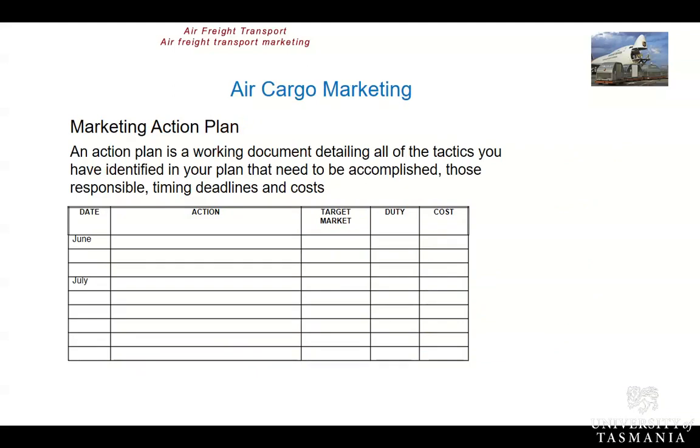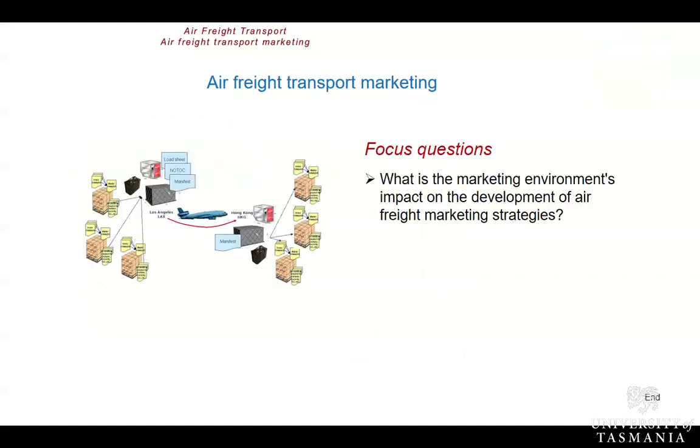Now, once you've gone through that process, you're going to enshrine that into a marketing action plan. And the marketing action plan is really a plan that identifies when and whom and the budget associated with delivering this particular marketing plan. And at that point in time, you can sign off on that and you can communicate with the appropriate people within your organisation that your marketing action plan is ready to go.